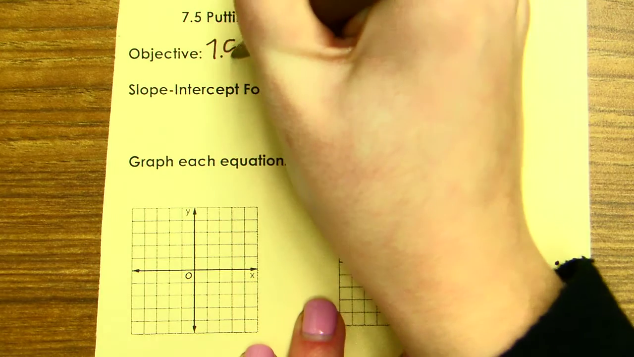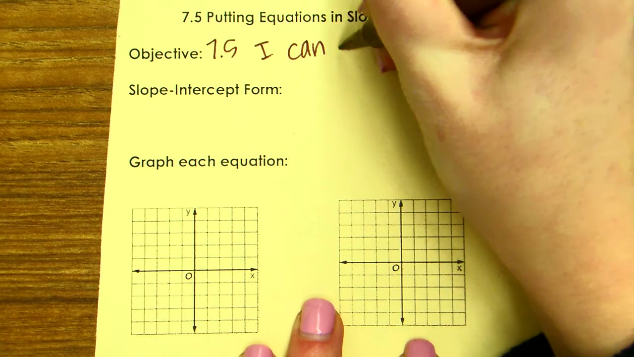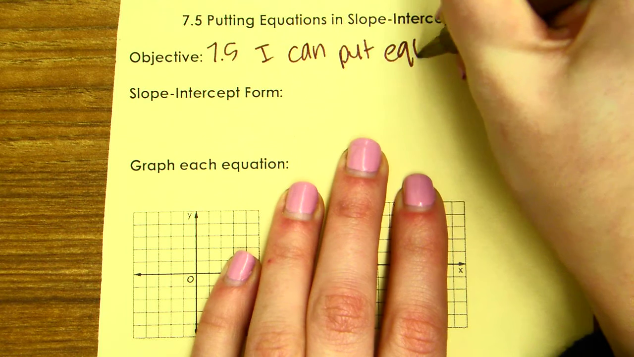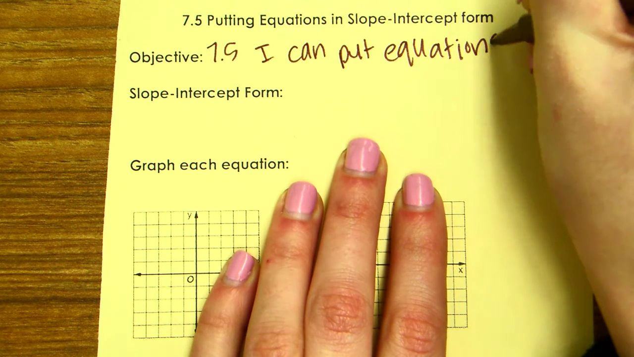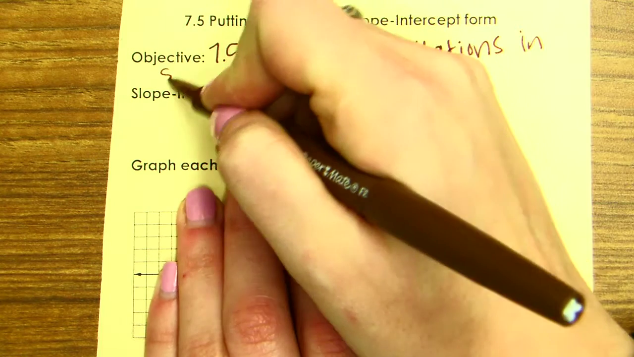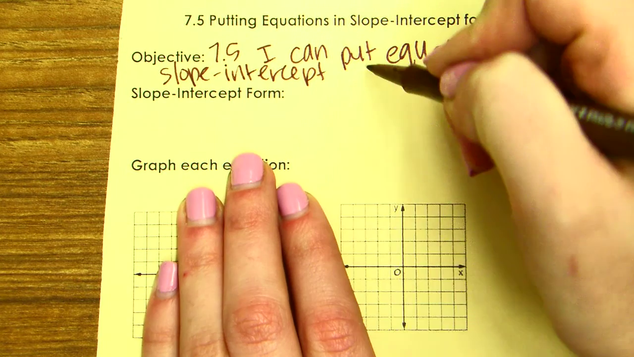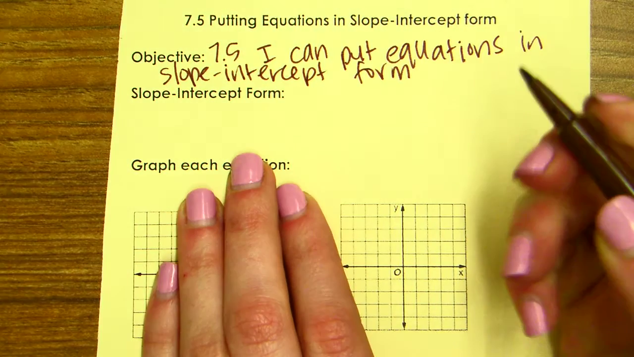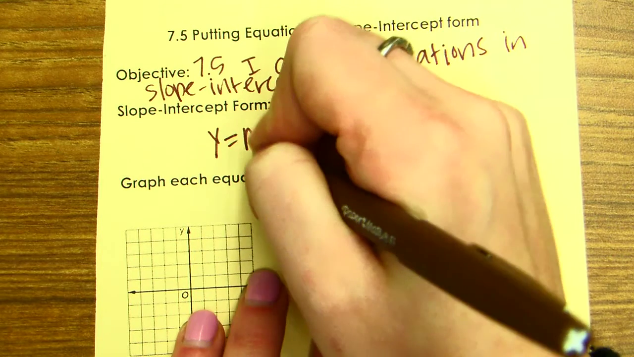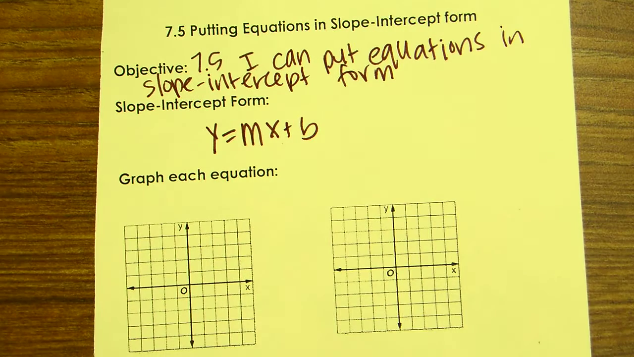less than a 7.5, I can put equations in slope-intercept form. Okay, and then we'll review again. Slope-intercept form is y equals mx plus b, where m is the slope and b is the y-intercept.